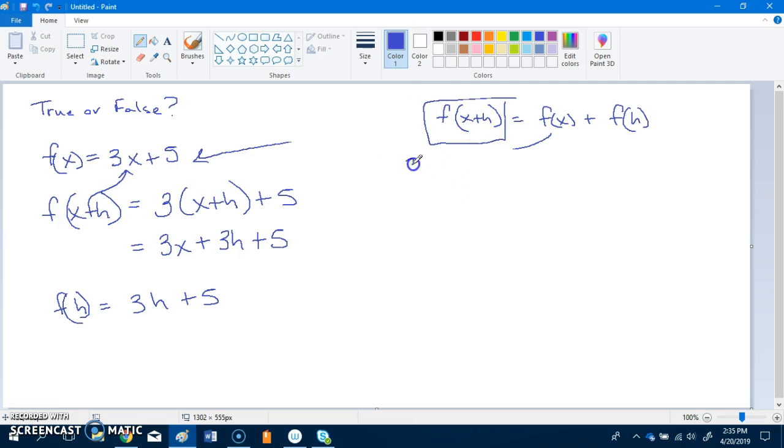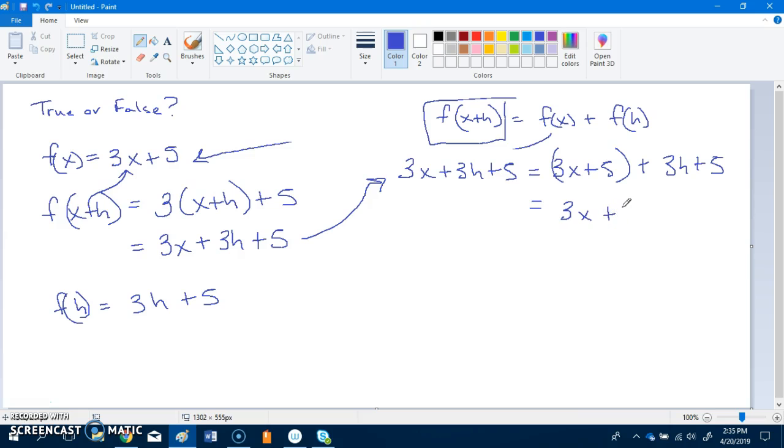So f of x plus h, I realize, is 3x plus 3h plus 5. That's that. Is equal to f of x, which is 3x plus 5, plus f of h, which is this, 3h plus 5, and that's going to give me 3x plus 3h plus 10. And as you can see, the two sides are not equal. And because they're not equal, that means that the statement that they are equal will be false.